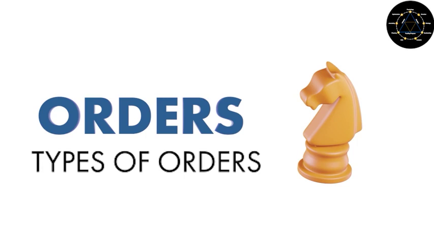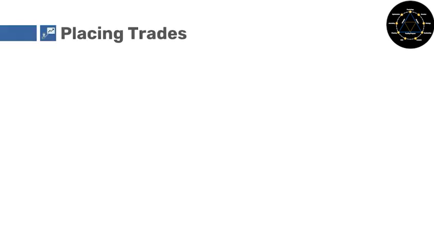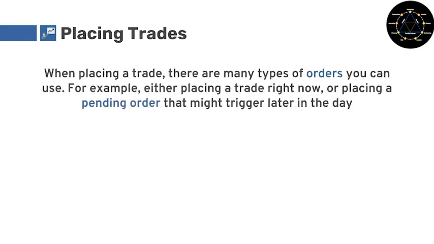So orders is this chapter. First off, the types of orders that we have. Now, placing trades. When you place a trade, there are multiple different types of orders that you can utilize, depending on the type of trade and the type of strategy you're going to be using. There are effectively two types. There are instant orders, where you're placing a trade right now at the current market price, buying or selling, longing or shorting, or you're placing a pending order, an order that's going to be triggered automatically if certain conditions are met.